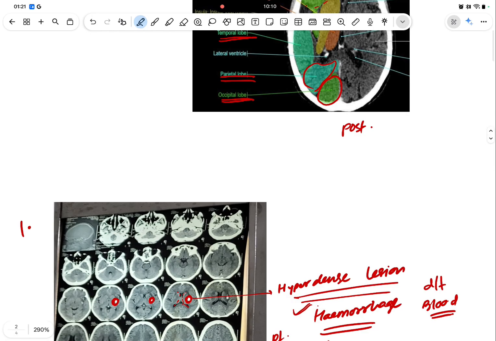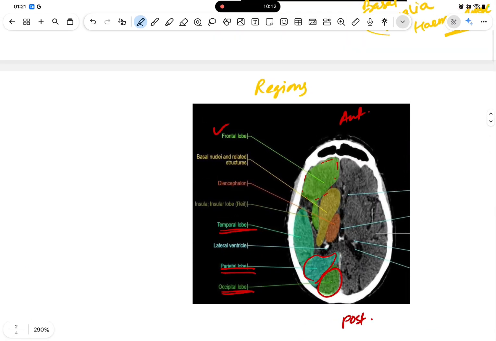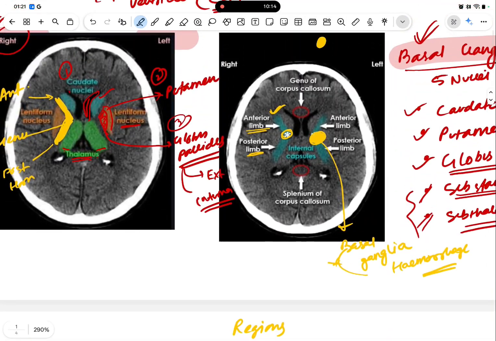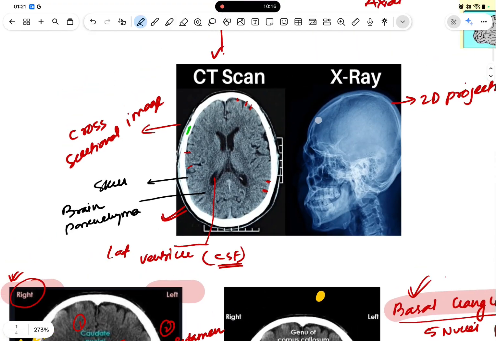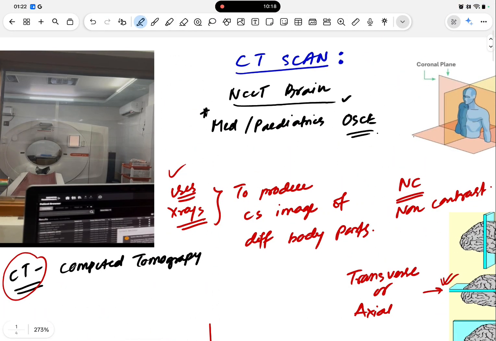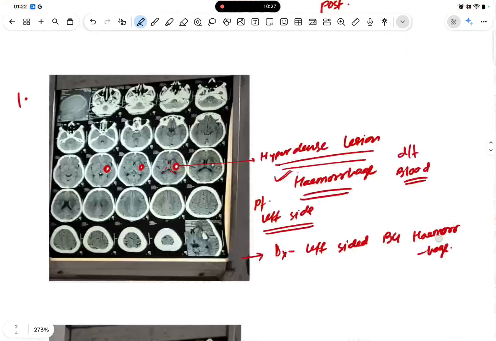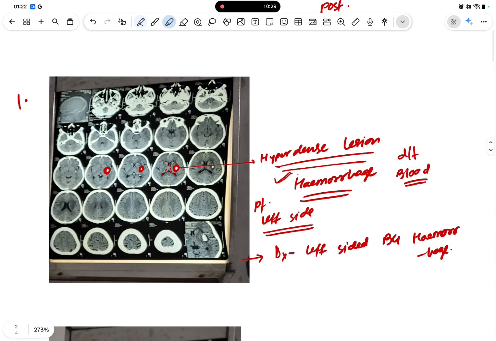This is for undergraduate level, this is not for postgraduate level. I am only saying the basics, whatever is required for undergraduate MBBS level. Okay, so there is a hyperdense lesion and it is due to hemorrhage.